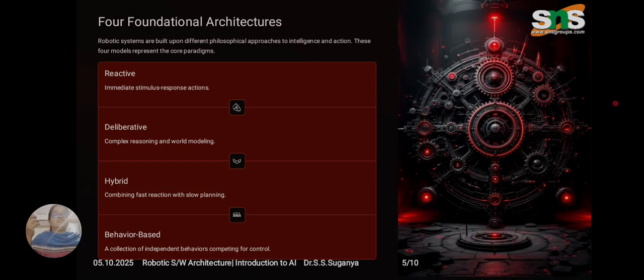In this slide, we are going to see the foundational architectures. We have four different foundational architectures: reactive architecture, deliberative architecture, hybrid architecture and behavior based architecture. Reactive architecture is fast and direct, with a very fast and accurate response. Deliberative architecture involves planning and reasoning. Hybrid combines both the reactive and deliberative features, and in behavior based architecture, multiple behaviors compete for control, each has its strength, and it is suited for specific robotic reactions.